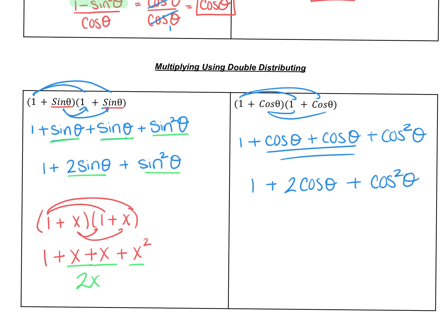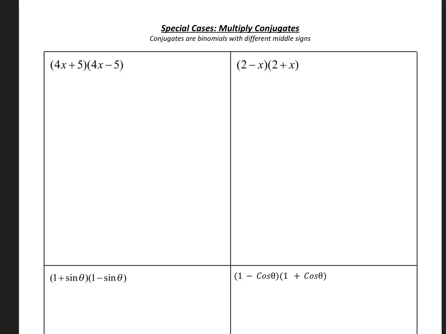All right, let's go to the back. We can multiply binomials that are called conjugates. Conjugates are simply binomials with different middle signs. So 4x plus 5 and 4x minus 5 are conjugates because their middle sign is changed. Same thing with 2 minus x and 2 plus x. The middle sign is changed. So take a couple minutes, pause the video, and double distribute both of these. And then hit resume when you're ready.